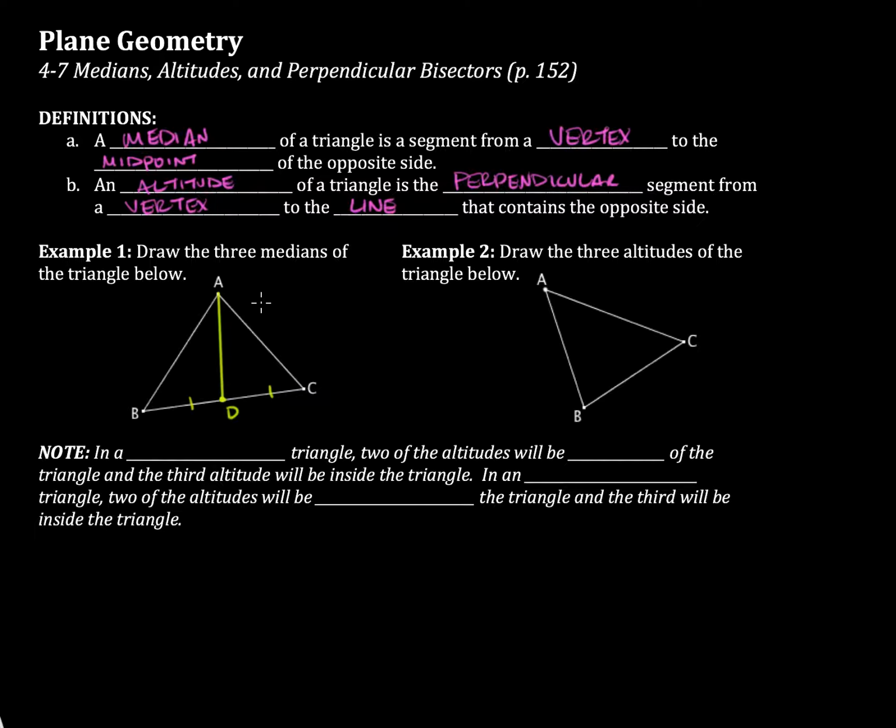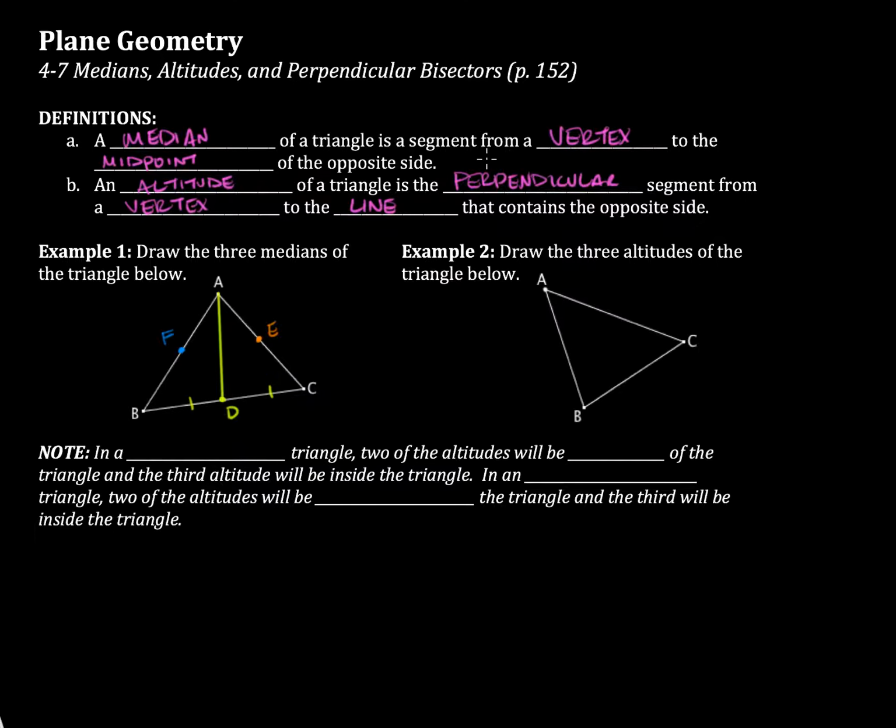So there you have it. That's one median of this triangle. Now, what about the other medians? Well, we need to find the other midpoints. So the midpoint of segment AC looks to be maybe about right there. We'll call it point E. And then the midpoint of segment AB looks to be maybe right about there. We'll call that point F.